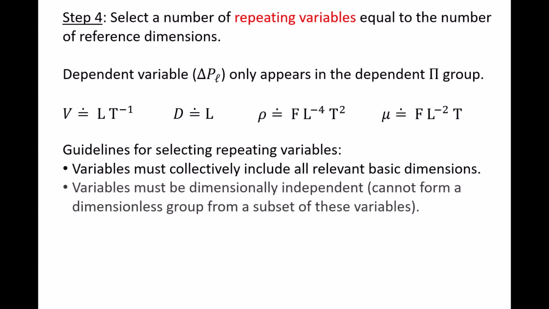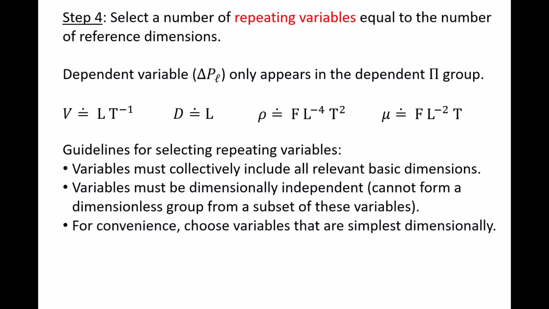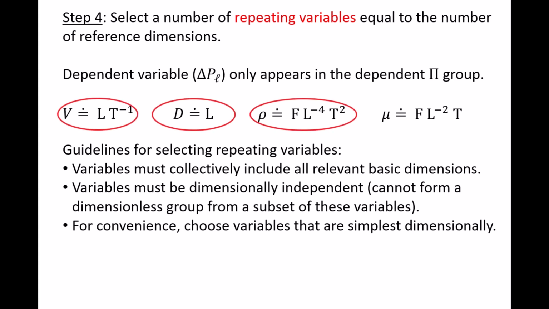Additionally, the set of repeating variables must be dimensionally independent, which means you cannot form a dimensionless quantity by multiplying or dividing the variables. And finally, it will be a little more convenient to select variables that are the simplest dimensionally. A set of variables that meet all of these criteria are v, d, and rho. Notice that F, L, and T appear in at least one of the variables, and that you cannot multiply or divide these variables in a manner that would result in a dimensionless quantity.